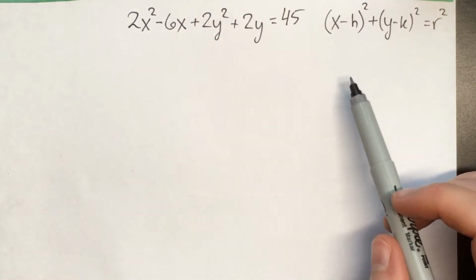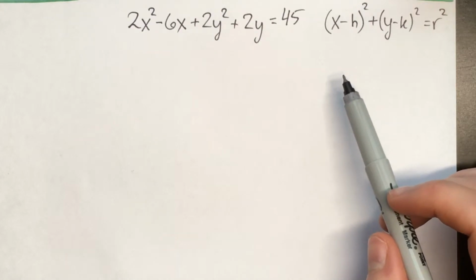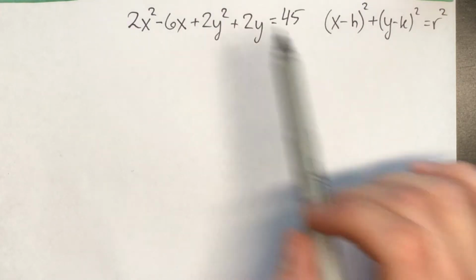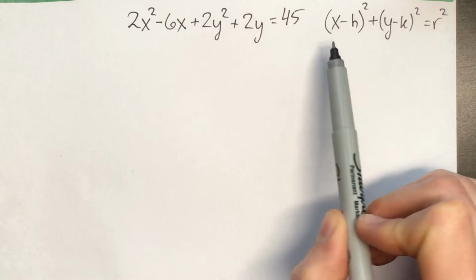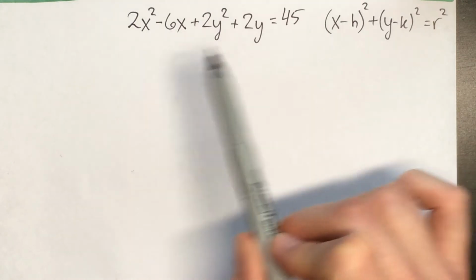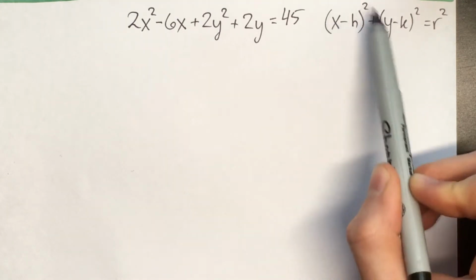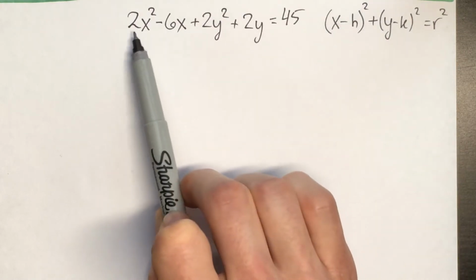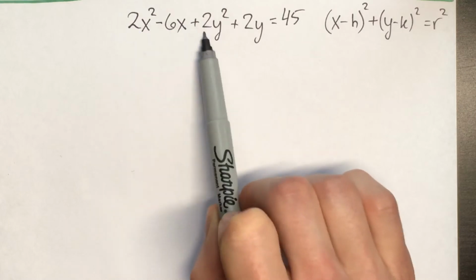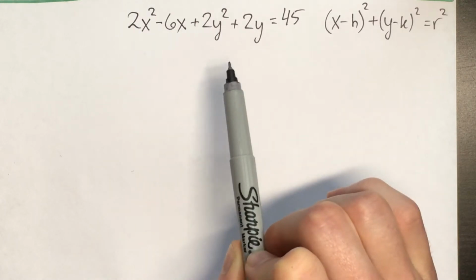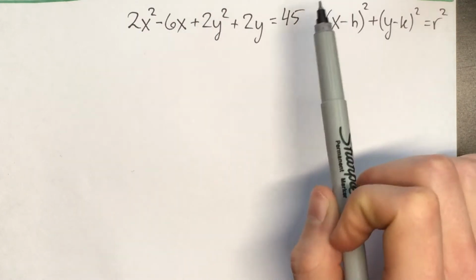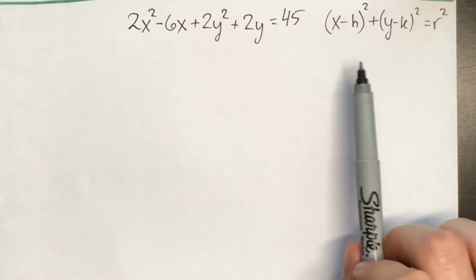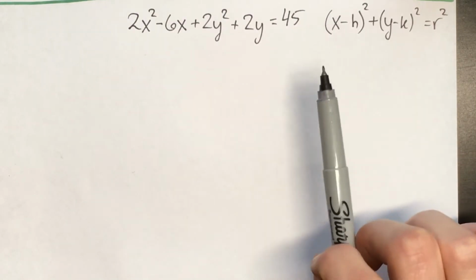But we have a nifty trick for this, and it's called completing the square. When you complete the square, it allows you to factor something as a squared value. But before we do that, I see that all these x's and y's have coefficients, and I don't like trying to factor that, so I'm going to divide everything here by 2.